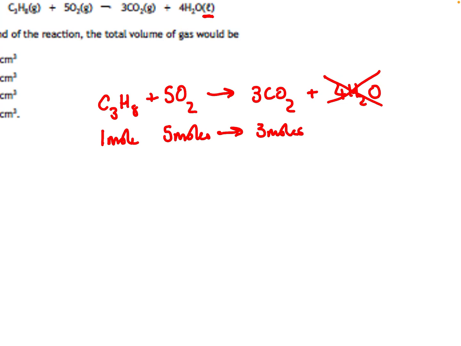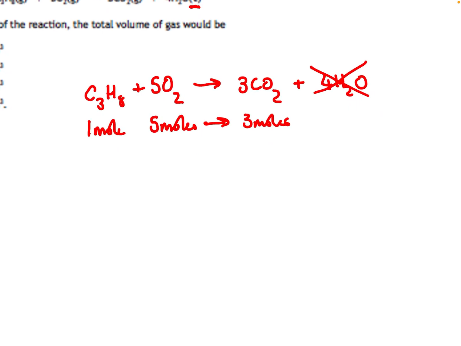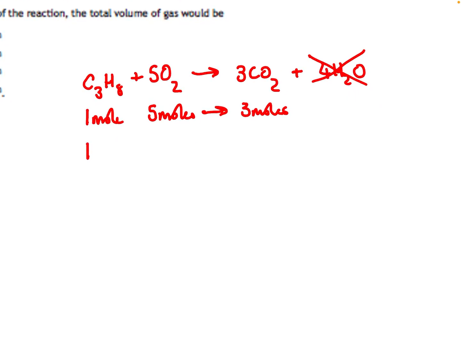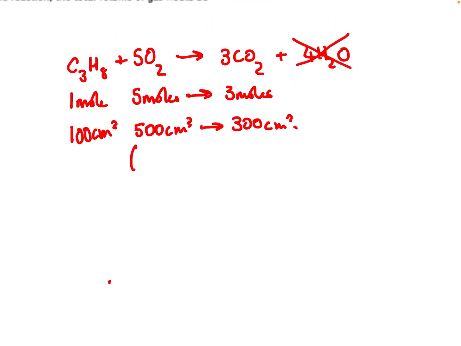Therefore, the question says that there's 100 centimetres cubed of propane mixed with 600 centimetres cubed of oxygen, so let's work out what we need to be able to react. For every 1 mole, that's going to react with 100 centimetres cubed, so we're going to need 500 centimetres cubed of oxygen. I know it said 600, I'm going to come back to that in a second. And that would then produce 300 centimetres cubed of gas. Now, we've used up 500 of the oxygen, but there was 100 left over because it was 600 that you started with.